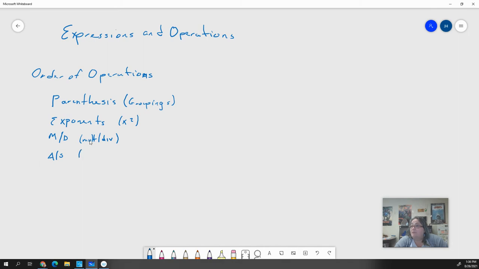This is also true of addition and subtraction, right? You're going to do whatever comes first, reading from left to right. So your first thing is always going to be parentheses, whatever's in your groupings. Then you're going to deal with your exponents. Then you're going to do multiplication and division, whichever one shows up first, right? Just in the order that you see them. And addition and subtraction in the order that you see them.